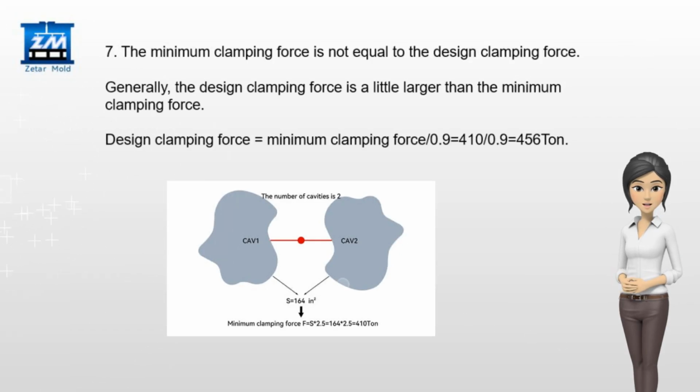7. The minimum clamping force is not equal to the design clamping force. Generally, the design clamping force is a little larger than the minimum clamping force. Design clamping force = minimum clamping force / 0.9 = 410 / 0.9 = 456 tons.